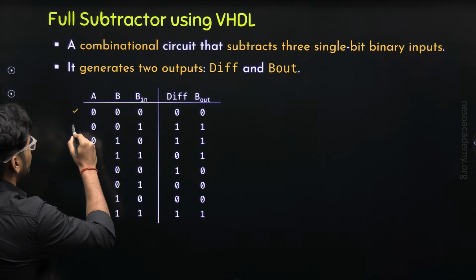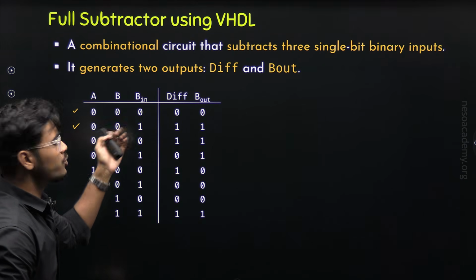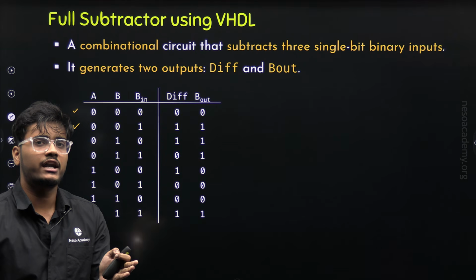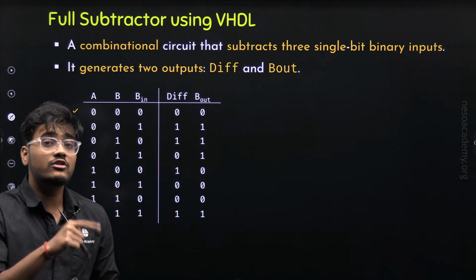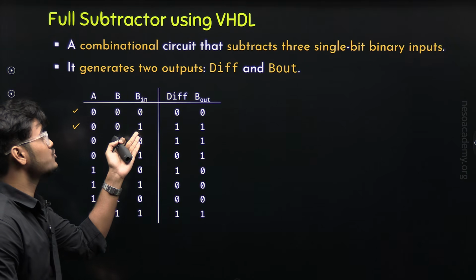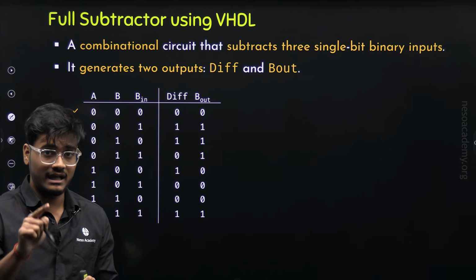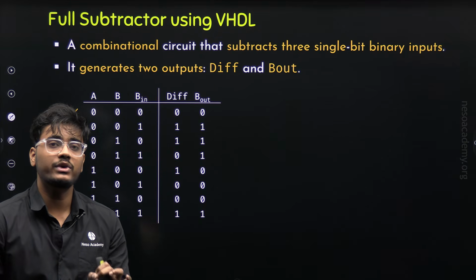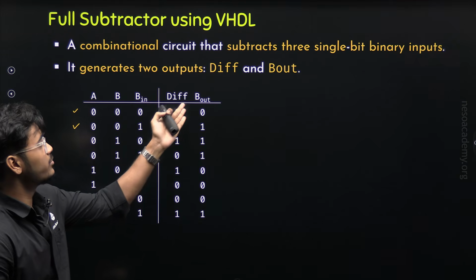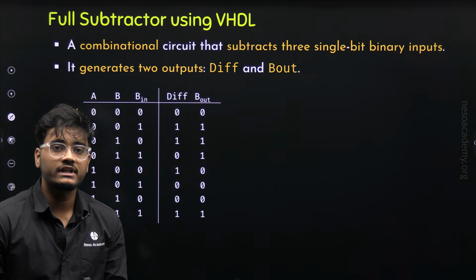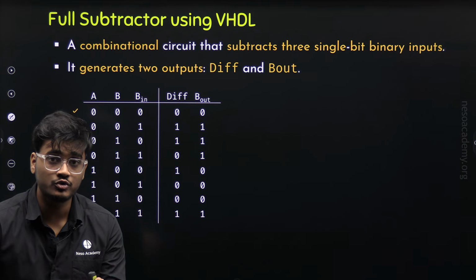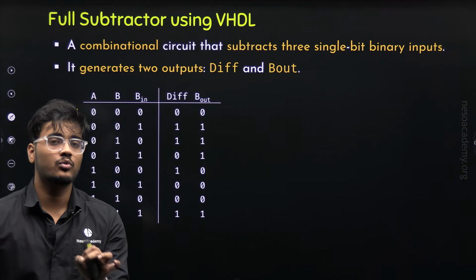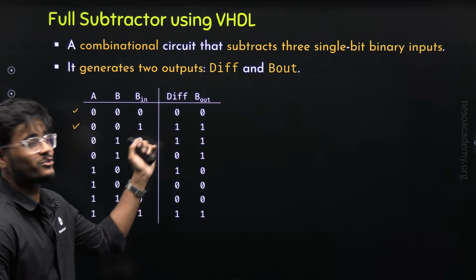Now consider the second input combination 0, 0, 1. 0 minus 0 will give difference as 0 and borrow will also be 0. Now this difference 0 minus 1. So here we are subtracting a larger number 1 from a smaller number 0, which means we need a borrow. Therefore, the borrow out will be 1. And after taking borrow, the 0 will become 2 and the subtraction will become 2 minus 1. Now 2 minus 1 will give final difference as 1.